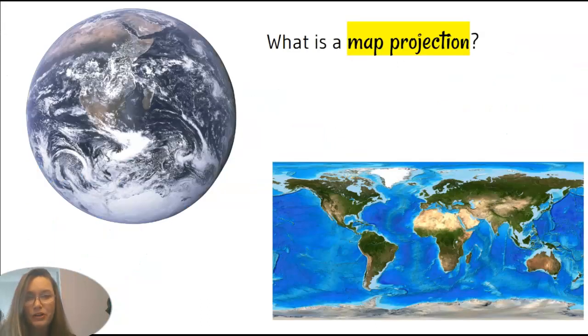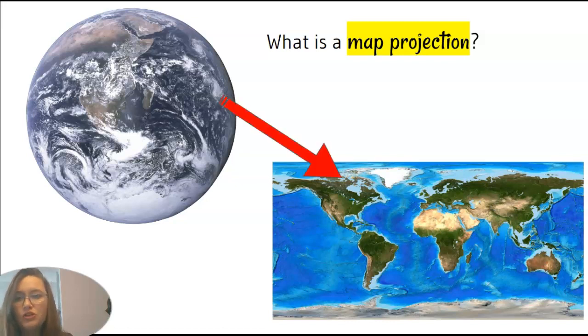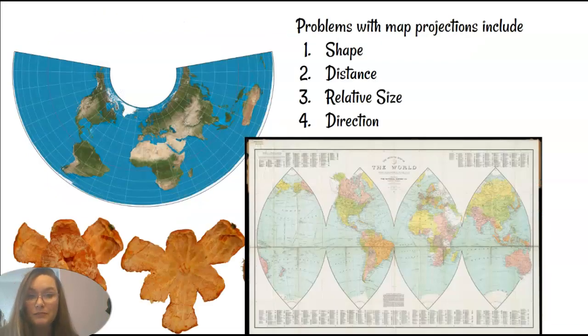So what is a map projection? That's the first thing we need to know. A map projection is the way we fit the Earth's three-dimensional surface onto a flat paper or screen. So the Earth is round, and it's 3D, and a map is 2D. That's going to lead to some problems. There are problems with map projections, such as shape, distance, relative size, and direction. This is called map distortion.